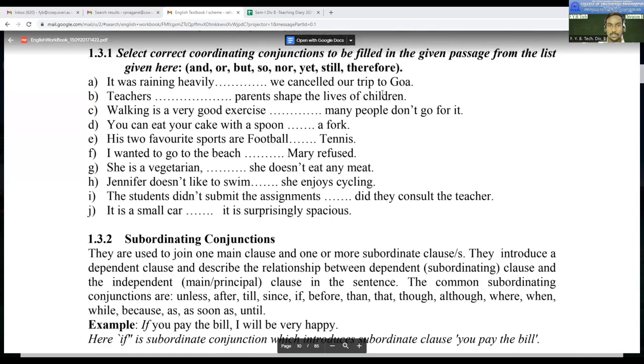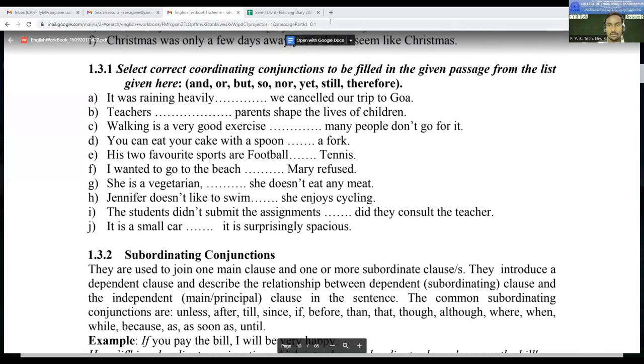So here you have to just solve the exercise. Here, you know, the question says, select the correct coordinating conjunctions to be filled in the given passage from the list. So here already list is provided. The list is and, or, but, so, nor, at, still, therefore. And here you are getting some of the sentences that you people have to mark. So it was raining heavily, dash. We cancelled our trip to Goa.